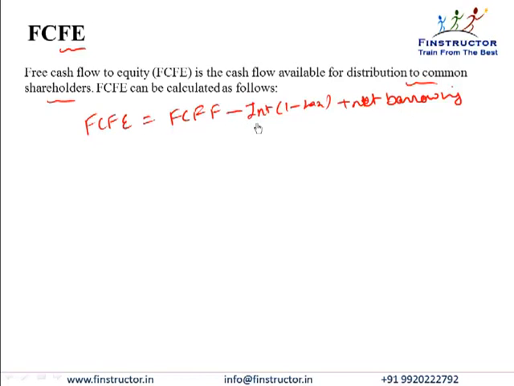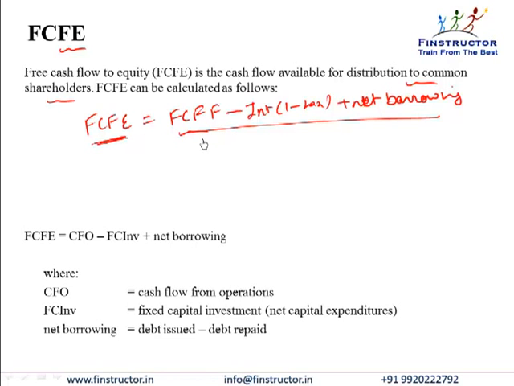So after I've deducted whatever was to be paid to the debt and added whatever I have received from the debt holders, the resultant cash will be available to equity holders. It can be paid as dividends, or it can be used to repurchase stock, etc. I can expand the free cash flow to firm and write the formula as cash flow from operations minus fixed capital investment plus net borrowing. If you substitute the free cash flow to firm from the previous slide, you will get the exact same formula for the free cash flow to equity.